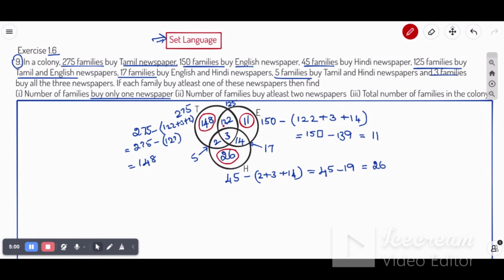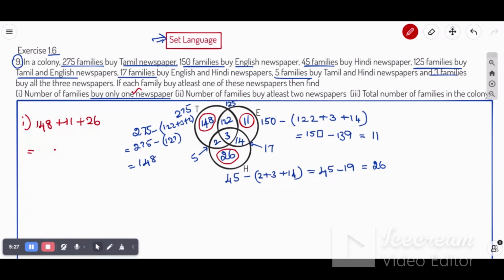Only one newspaper. So that answers our first question. Let us write the answer for the first question. The number of families who buy only one newspaper is the families who buy Tamil alone, and families who buy English newspaper alone, and families who buy Hindi newspaper alone. So that will be equal to... let us solve this up.